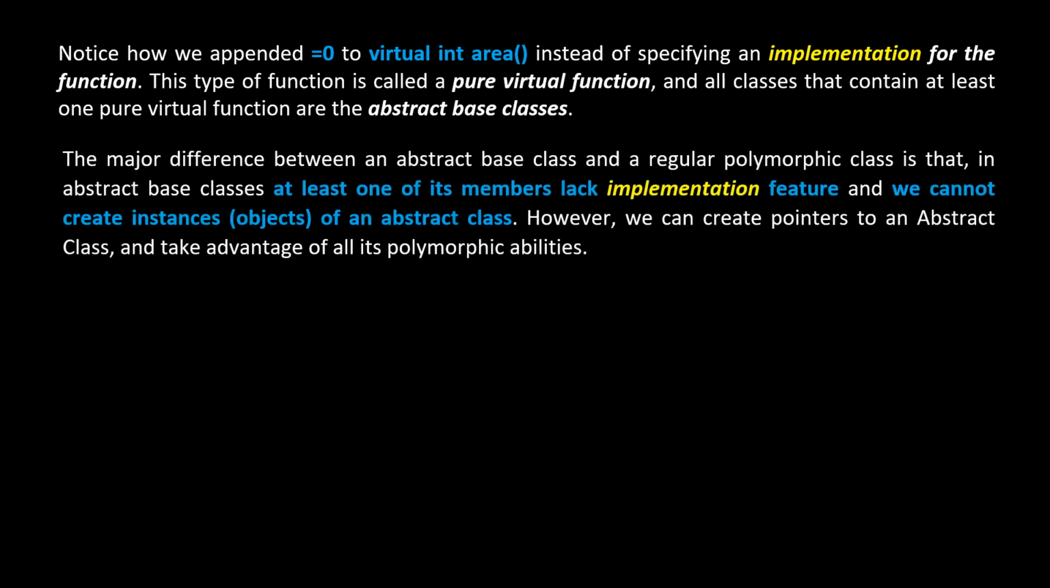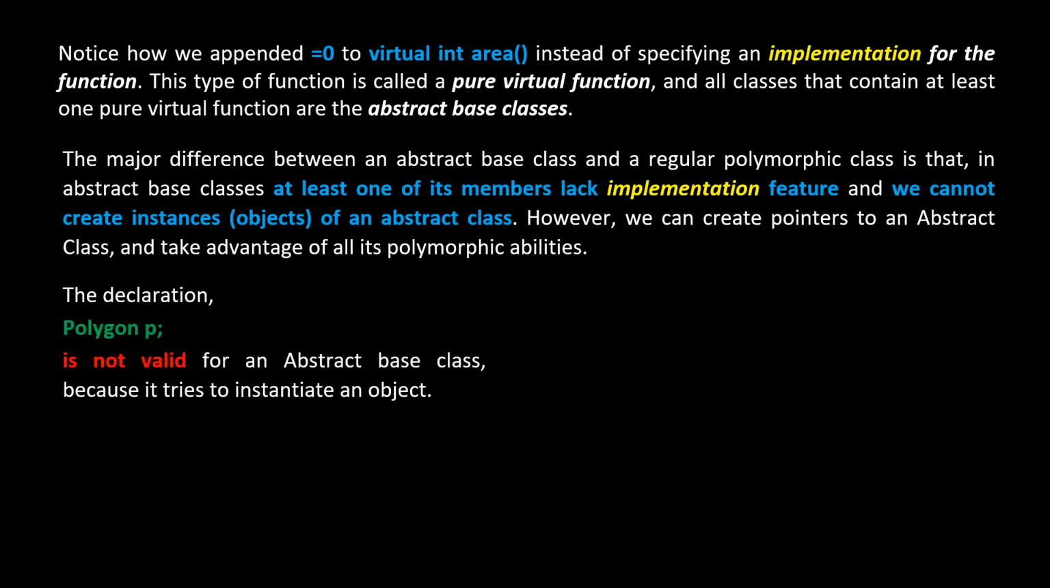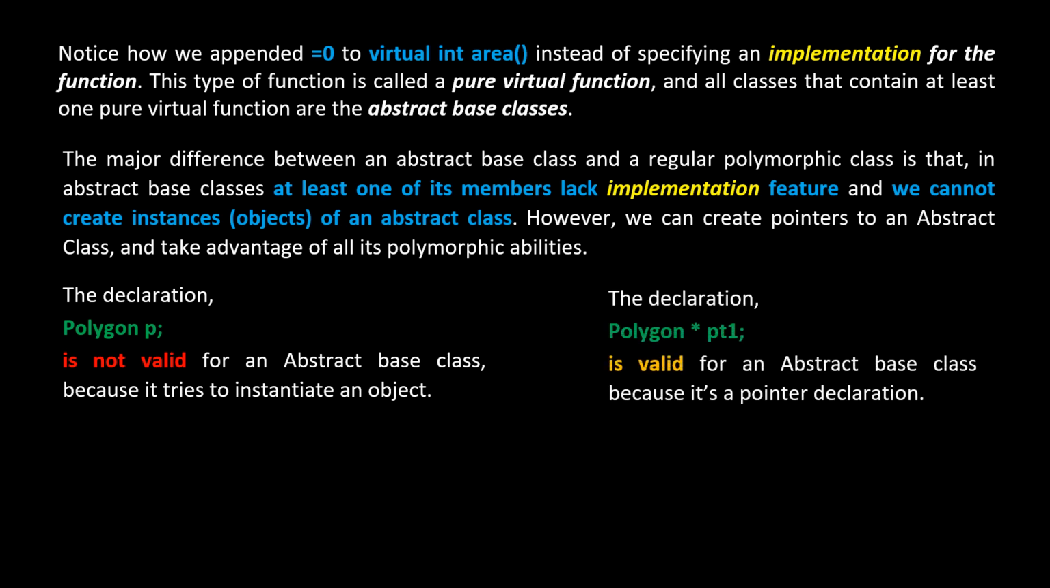The major difference between an abstract base class and a regular polymorphic class is that, in abstract base classes, at least one of its members lacks implementation, and we cannot create instances or objects of an abstract class. However, we can create pointers to an abstract class and take advantage of all its polymorphic abilities. The declaration Polygon P is not valid for an abstract base class because it tries to instantiate an object. The declaration Polygon star PT1 is valid because it's a pointer declaration.